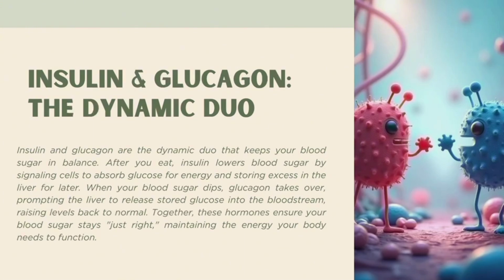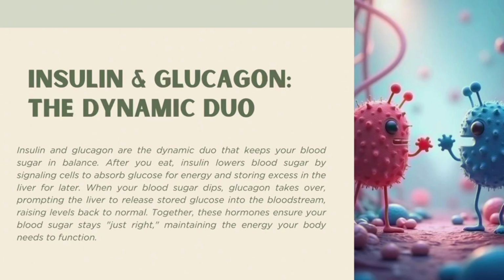Glucagon is the backup hero. When your blood sugar drops, maybe you haven't eaten for a while, glucagon tells your liver, time to release that stored glucose. It makes sure your blood sugar doesn't dip too low, keeping everything steady. So, glucagon raises your blood sugar when it's too low. Together, insulin and glucagon are like a perfectly balanced team, always adjusting to keep your blood sugar just right.